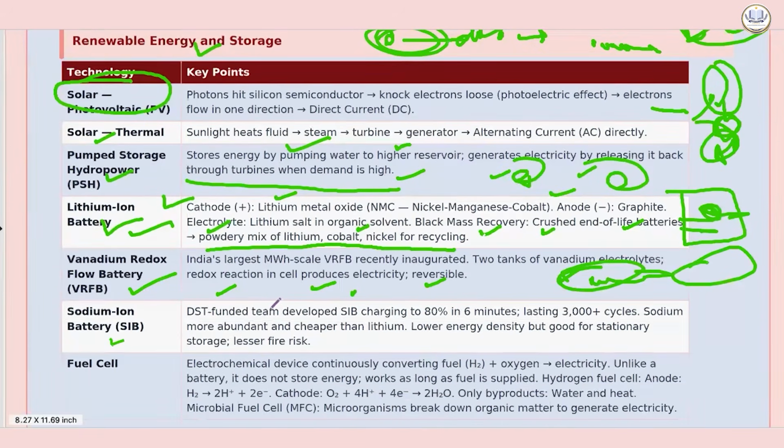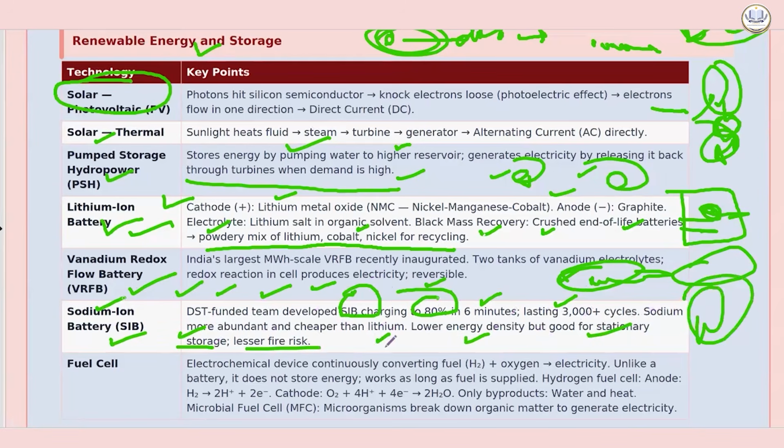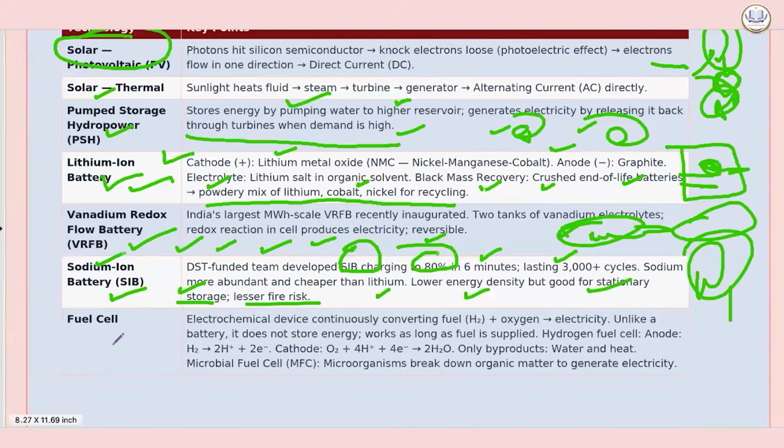Sodium-ion battery. A Department of Science and Technology funded team developed an SIB charging to 80% in 6 minutes, lasting 3000-plus cycles. Sodium is more abundant and cheaper than lithium. It has lower energy density but is good for stationary storage, with lesser fire risk compared to lithium. Lithium has more energy per density, so you can store a large amount of energy and use it for a longer period of time.